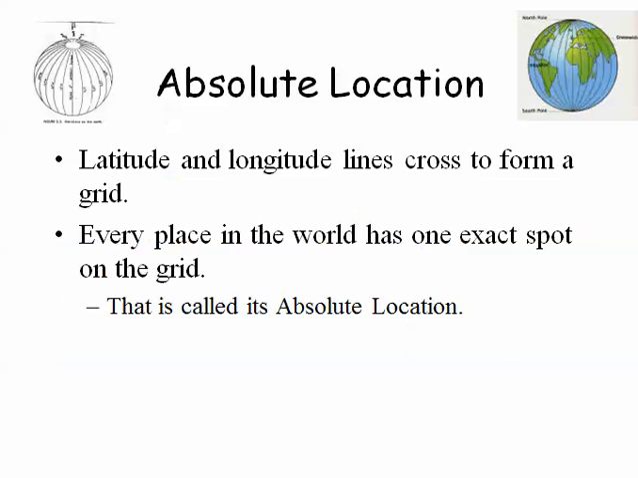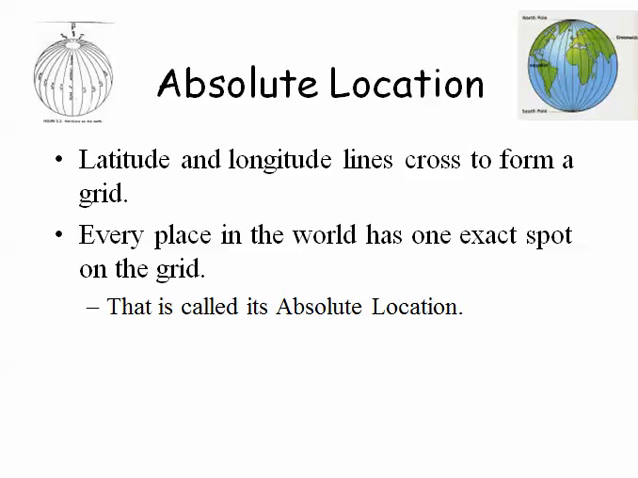Alright, so now that we've reviewed those things, let's talk about absolute location. So latitude and longitude lines crisscross our entire globe to form a grid, and you can use that grid to find exact pinpoint locations. So every single place in the world has one exact spot on the grid. That is called absolute location. So it's exact, it's absolute.